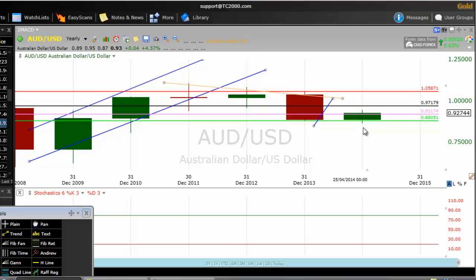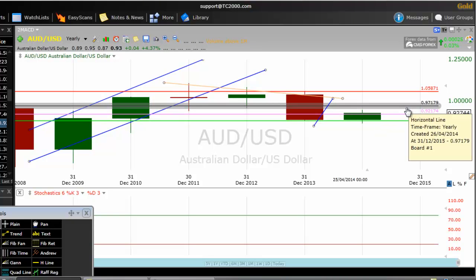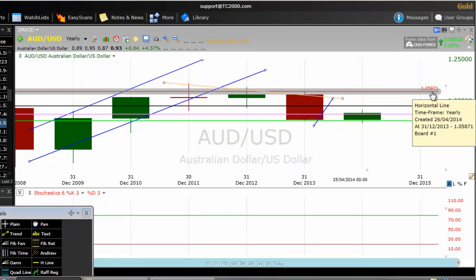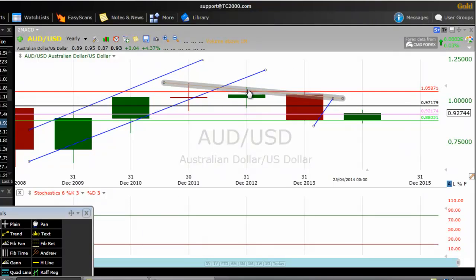So while it's going up now, we need to watch the level of 9717. If you are buying, when you reach that level, come out. Wait for it to go back above 9717, break above, retest, turn around. Then you start buying again. And the next level you watch, if you find support above the median line, is 105.87. That's the high of 2013.